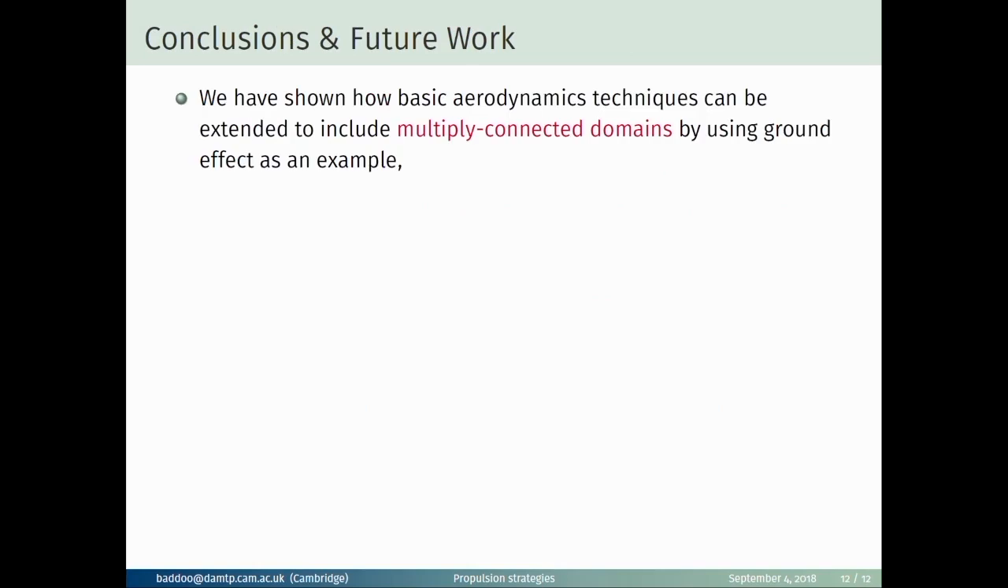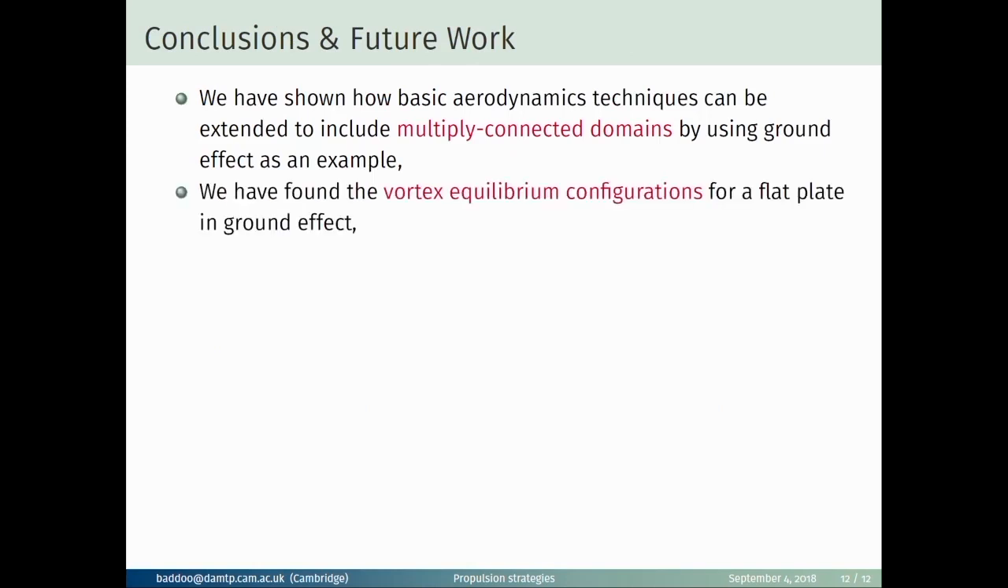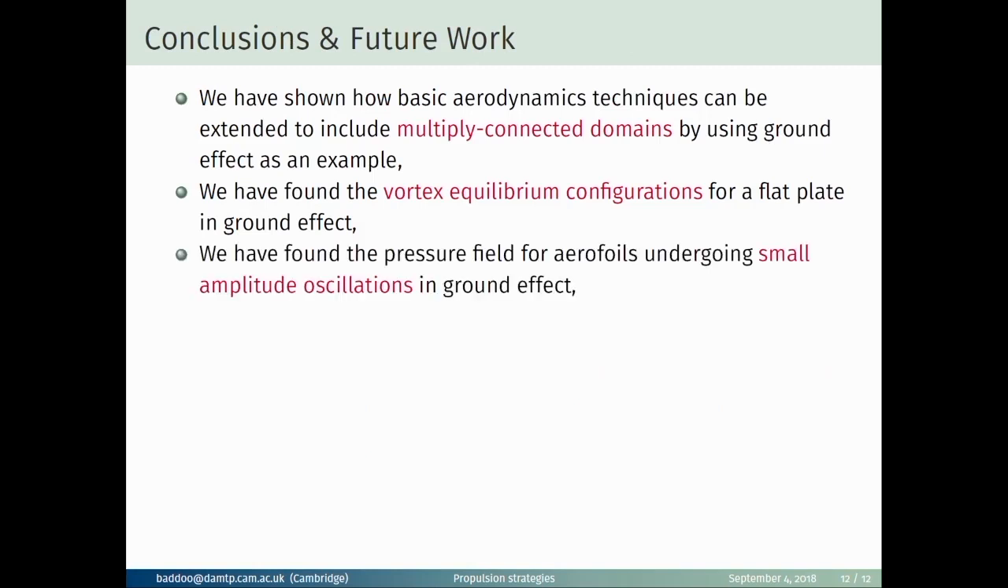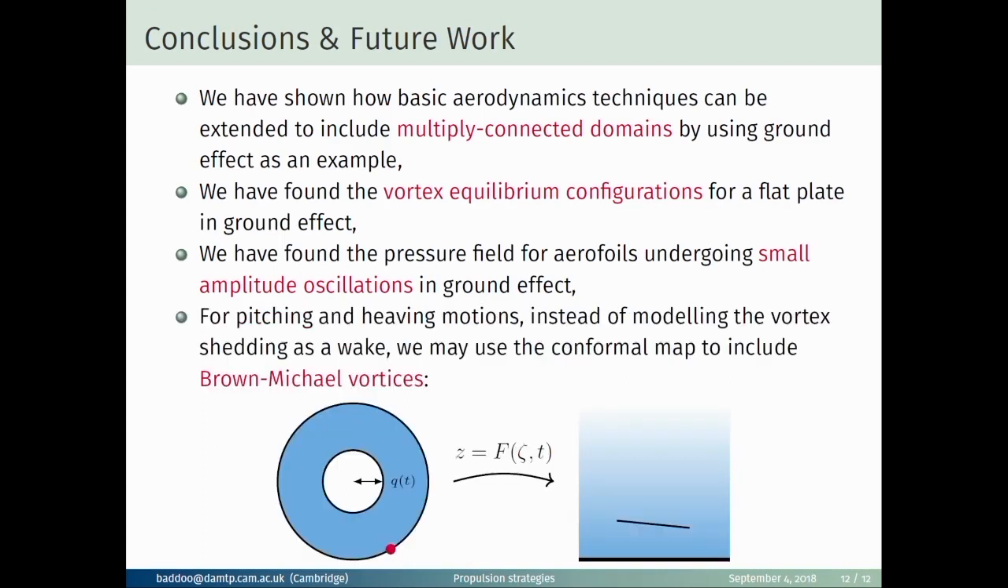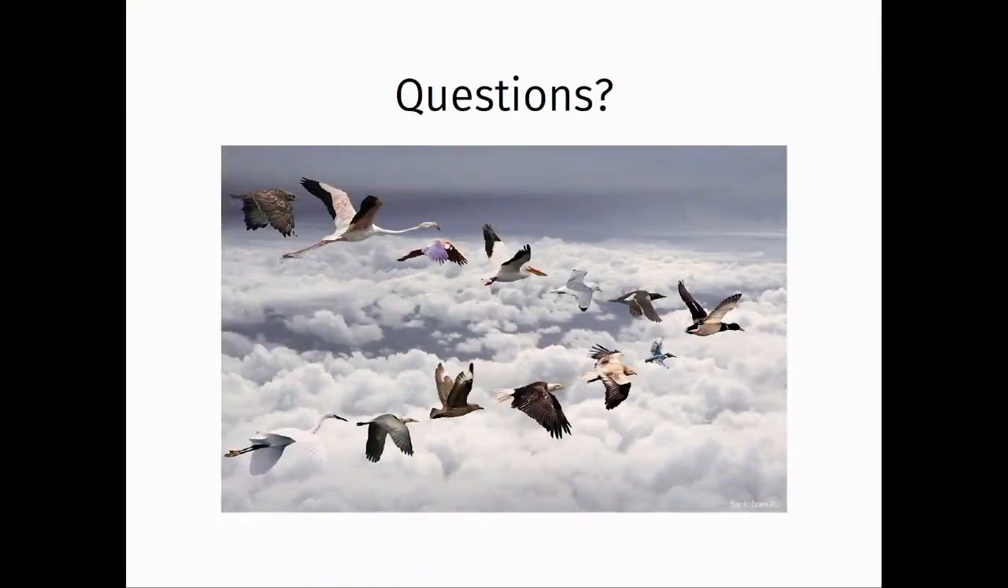So to conclude, we've shown how a couple of really basic aerodynamic techniques can be extended to take into account multiply connected domains. We've used ground effect as an example. We studied the vortex equilibrium configurations for a flat plate in ground effect and discovered a new set of equilibria, which could have practical consequences. And we found the flow field and the vortex distribution more precisely for an airfoil undergoing small amplitude oscillations in ground effect. And finally, the next thing I'd like to do is to combine these two approaches and model the wake shedding as Brown-Michael vortices using this conformal map depending on time. So thank you for listening, and are there any questions?